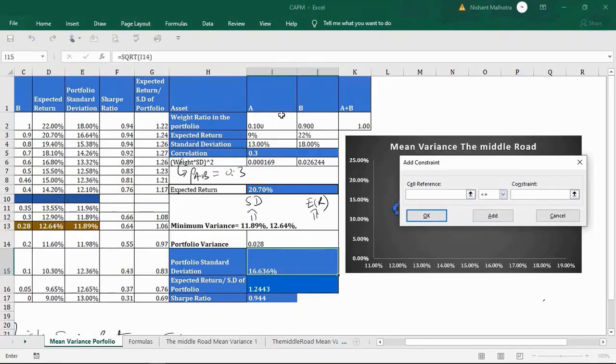Now the total weightage has to be 1, because otherwise, if I take the maximum, the weightage could go to 2. So I have to define this constraint also. The weightage of A and B has to be equal to 1.